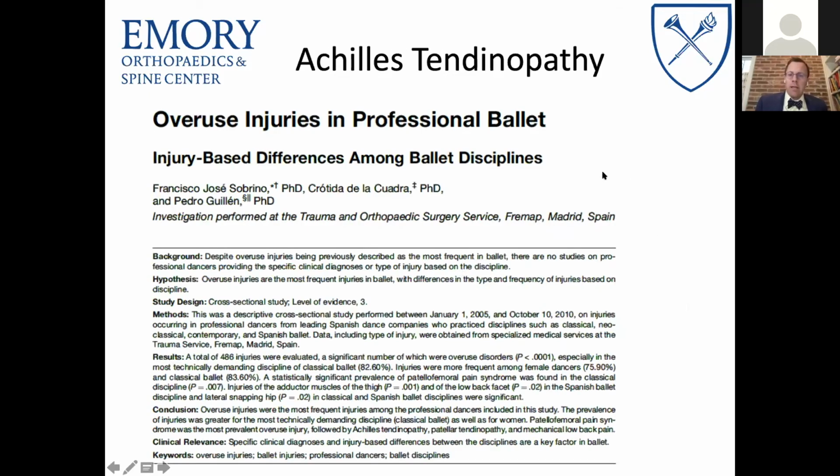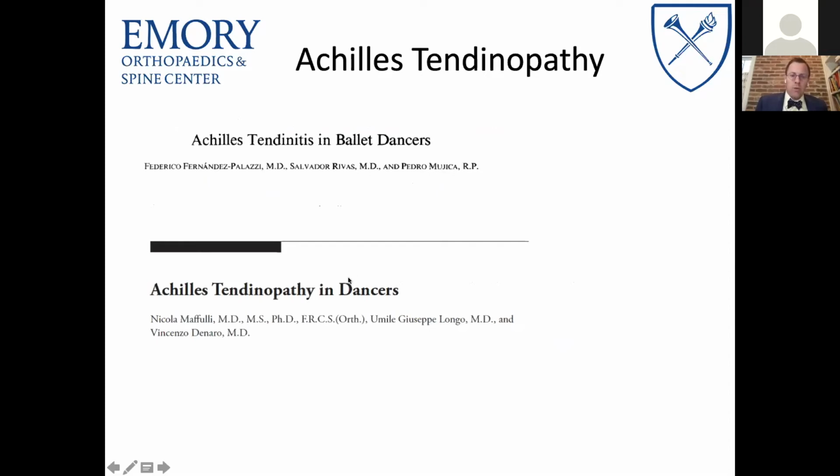And so is Achilles tendinopathy common in dancers? It certainly is, according to this cross-sectional study. It was the second most common issue that professional dancers were followed for in this cross-sectional study. Only more common was patellofemoral syndrome. And so there's been lots of articles talking about the initial treatment. This is an article from the early 80s, another article from the mid 90s, just talking about how you treat these, what is the management, and typically it's been the same conservative stuff that we've talked about.